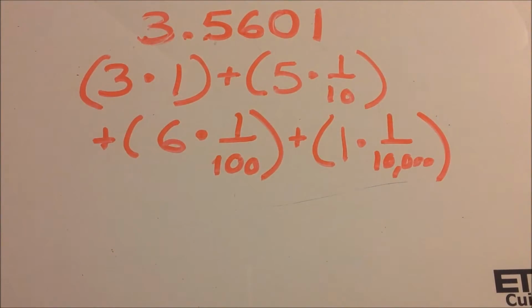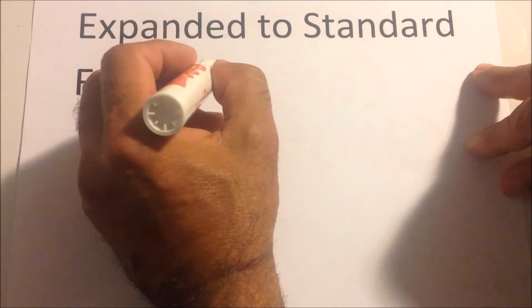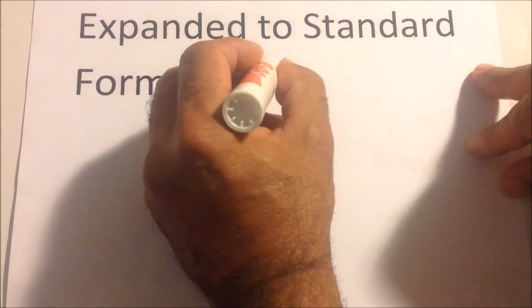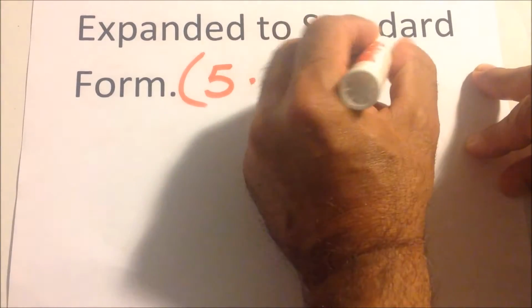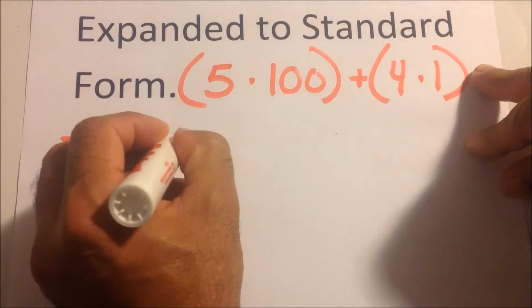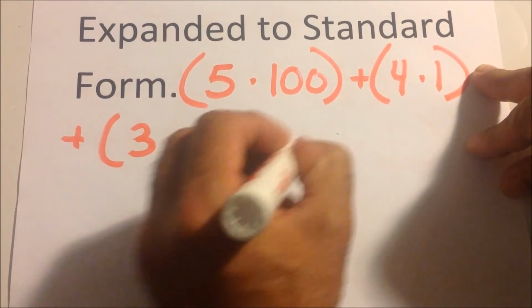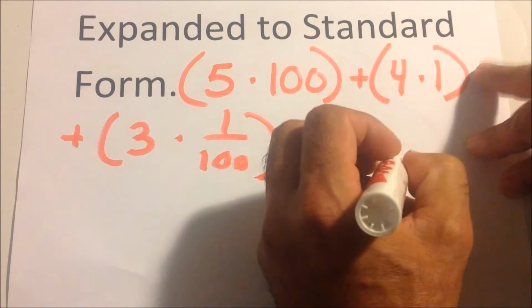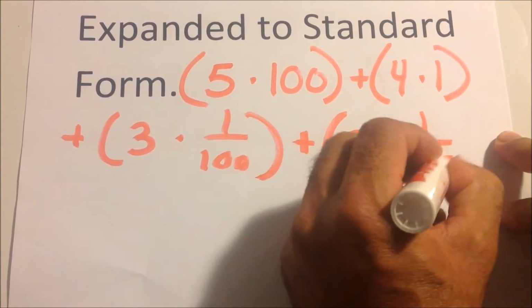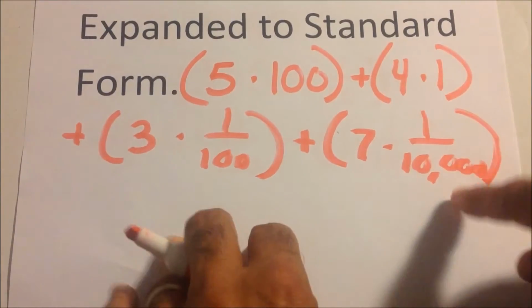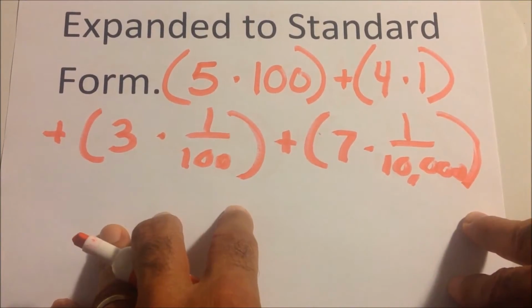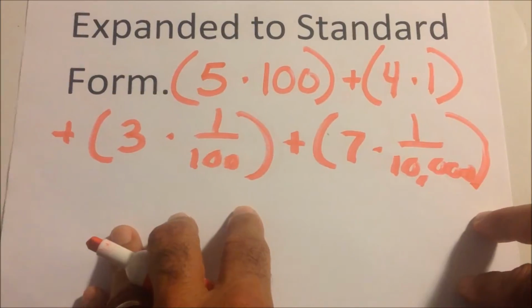Excellent. So what if I gave you a number that was already in expanded form, and I told you to put it in standard form? So let's do something like that. Let's say I had 5 times 100 plus 4 times 1 plus 3 times 100th plus, we'll say, 7 times 1/10,000th. See if you can put this expanded form number into standard form. Try that.